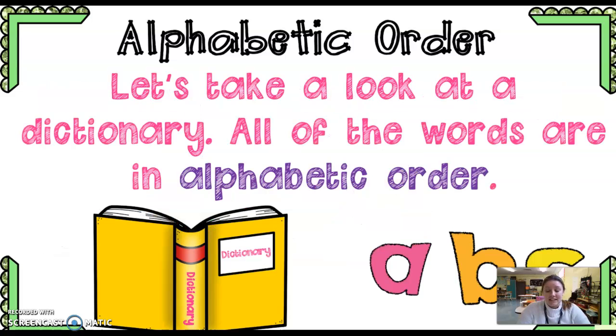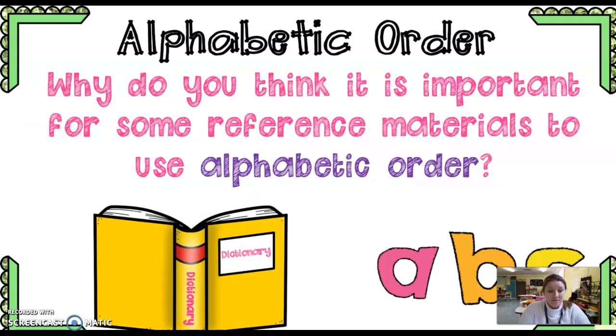When we look at a dictionary, we find that all of the words are in alphabetic order, which means all the words that start with A come first, and then all the words that start with B come next. Then all the words that start with C come after. What words do you think come after the words that begin with A, B, C? You're right, the words that start with D, they're going to go right in ABC or alphabetic order.